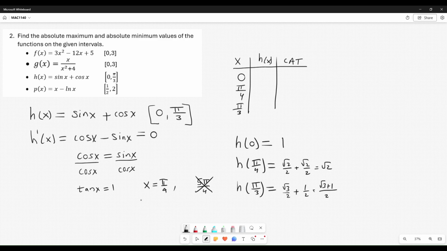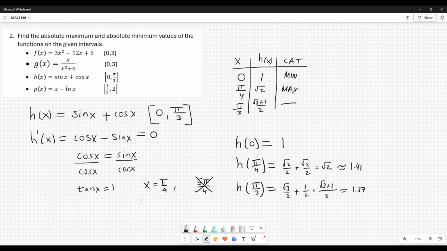Well, to compare that, this is approximately 1.41. And this is approximately, in the calculator, of course, 1.37. And we have 0 is 1, sorry. This is radical 2. And this is radical 3 plus 1 over 2. It's obvious that this is the minimum, and this is the maximum. And this is nothing.